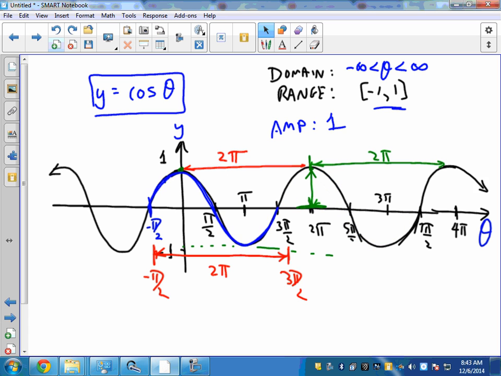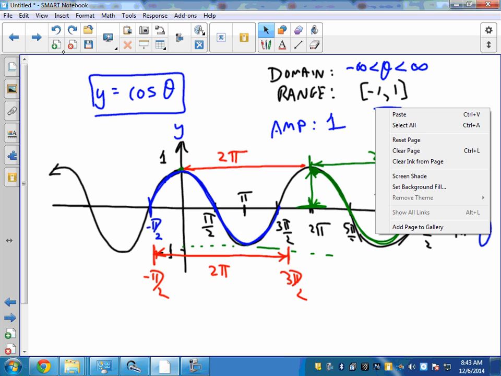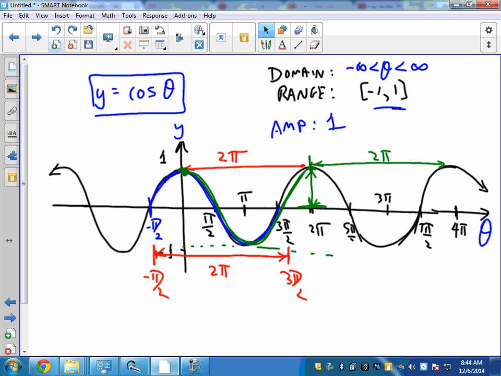Now there's nothing magic about using that section of the wave. I could have used from crest to crest. So this green section is again 1 wavelength, and as I move it, we should again see a wavelength of 2 pi. Okay, so there's a little bit on the cosine wave.